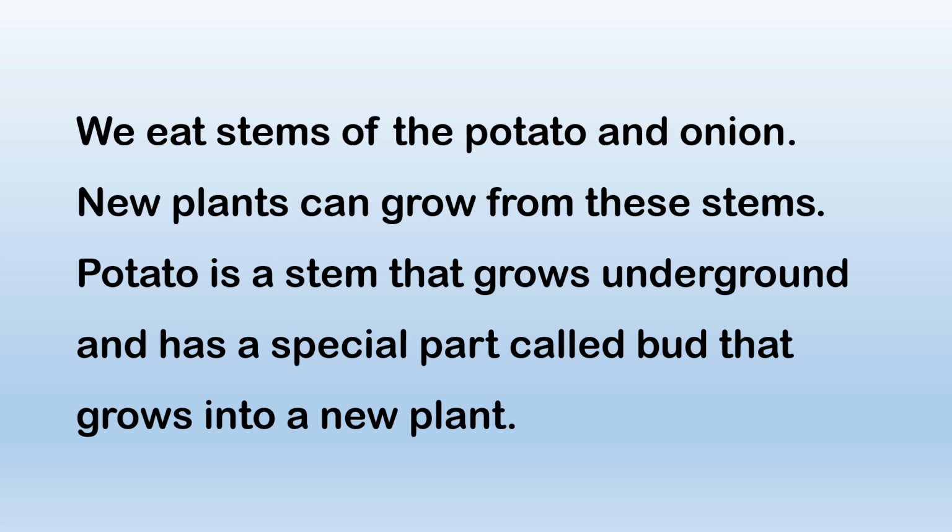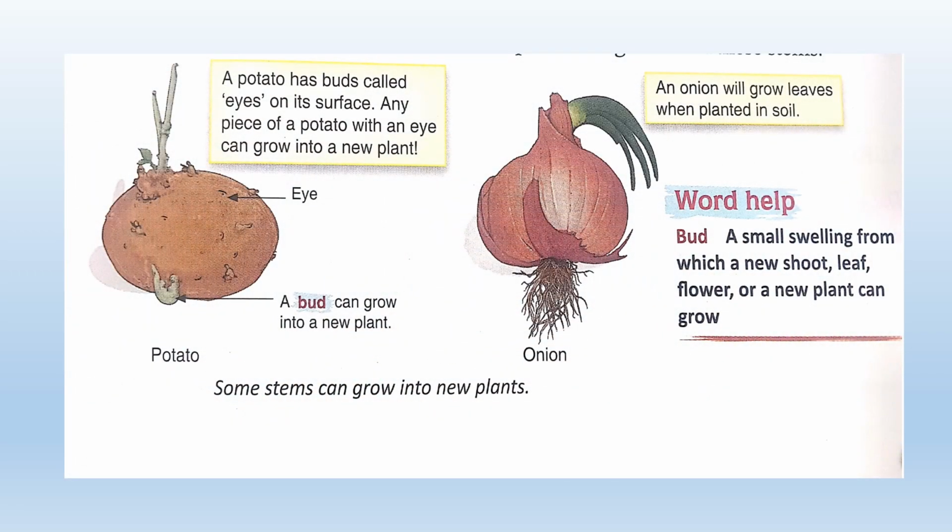We eat stems of potato and onion. These are very special stems. New plants can grow from these stems. Potato is a stem that grows underground and has a special part called the bud that grows into a new plant. Let's understand it diagrammatically. Looking at the diagram, you can see a potato having special outgrowths on it. A bud, which is a green portion shown here, can grow into a new plant, and an eye can grow into a new plant.